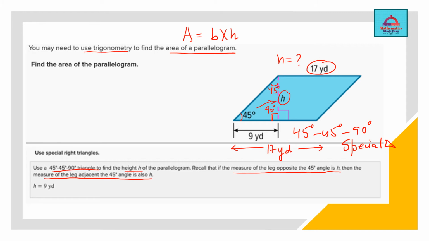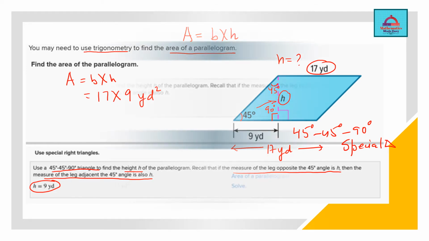That means this adjacent leg and this one have equal length. That's the formula sheet, that's the special triangle property. So h is going to be 9. Now that you have your h, area is equal to base times h. Base is 17, height is 9. So you multiply, unit is yard square.